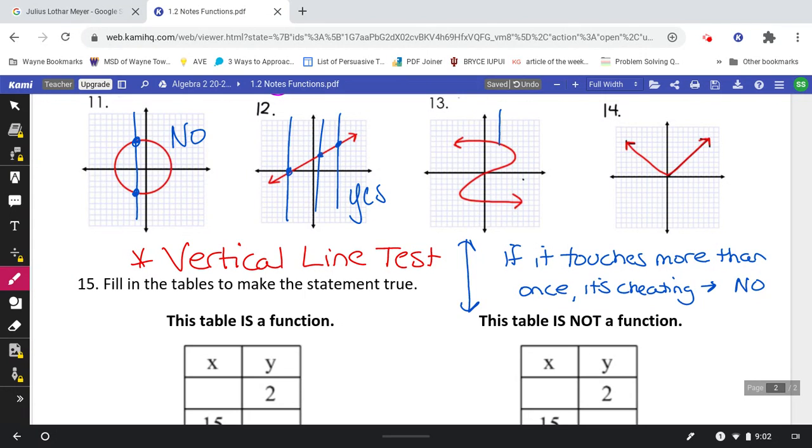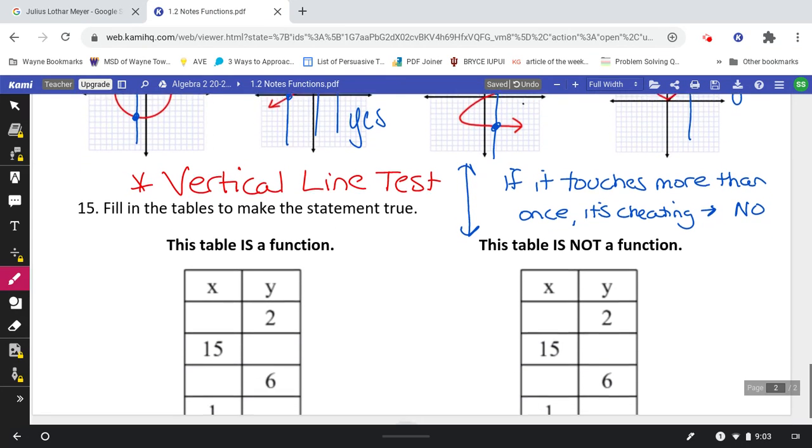Number 13, anywhere you draw this, it's going to cross through. So you cross through once, twice, and 3 times. That one's cheating on 3 different people. That is a definite no. What do you think about 14? Do you think that's a yes or a no? Number 14 is going to be a yes. If I draw my line vertically, it only crosses the graph 1 time.